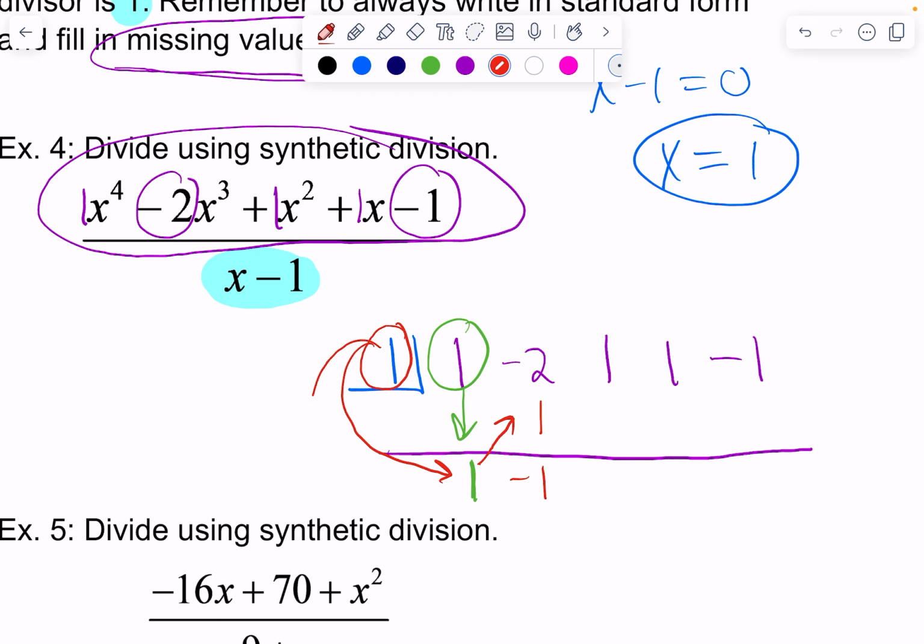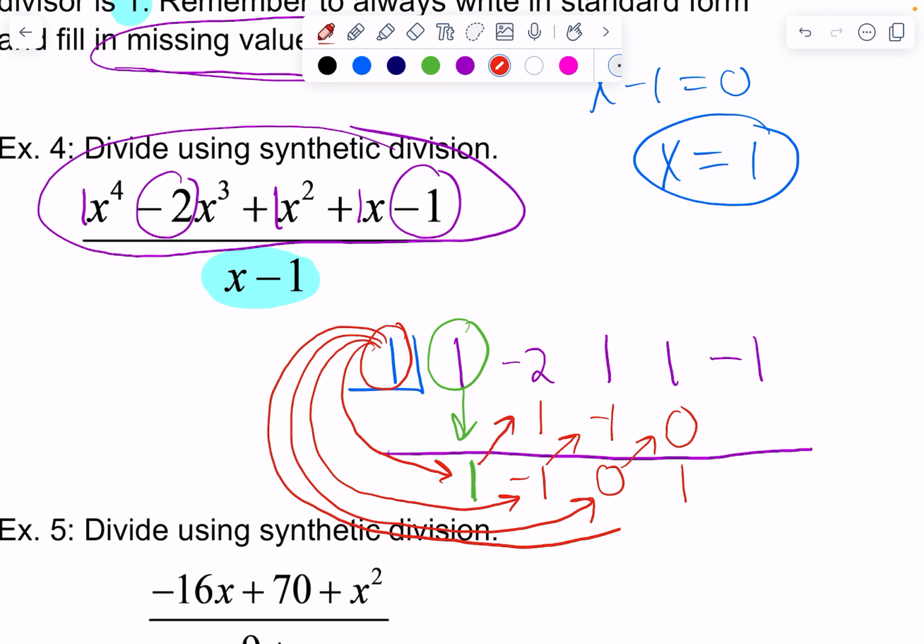Now you're going to multiply the 1 again times this negative 1 and add the product to this next term, which is 1. 1 minus 1 is 0. You're going to multiply that 1 by the 0, and add that product to this next 1. 1 plus 0 is 1. And then you're going to multiply 1 times 1, add the product to this last value, giving me 0. When the last value is 0, I have no remainder.